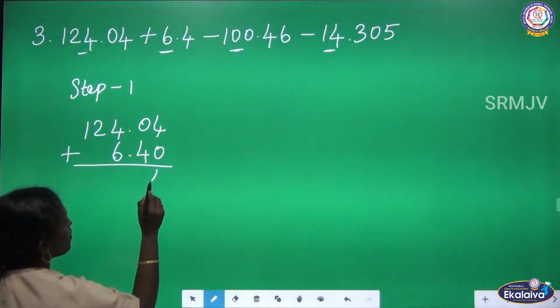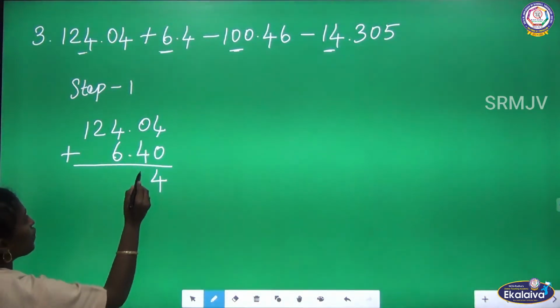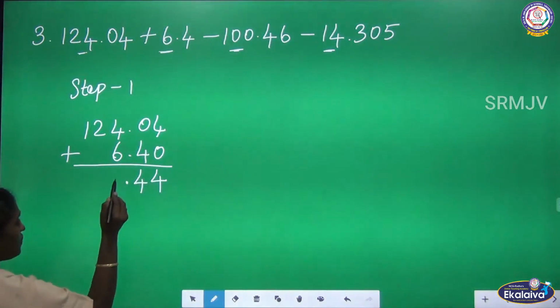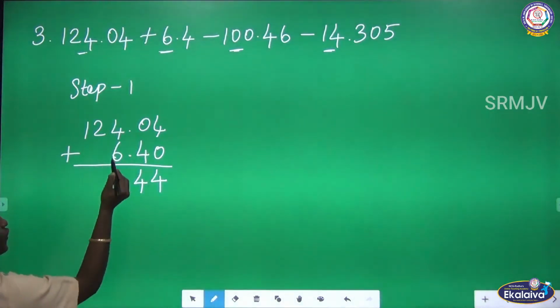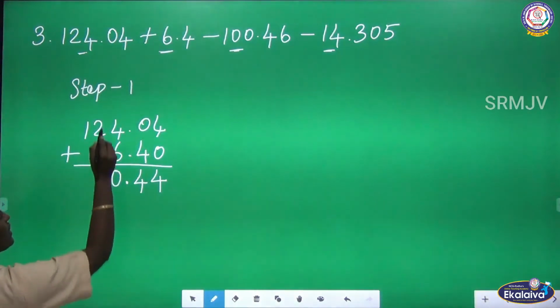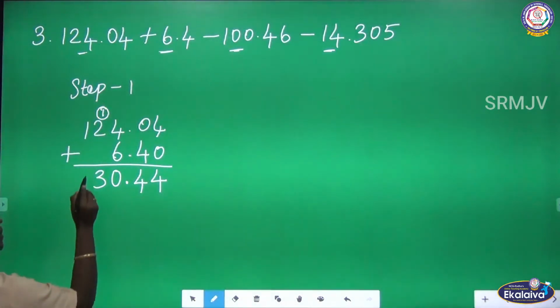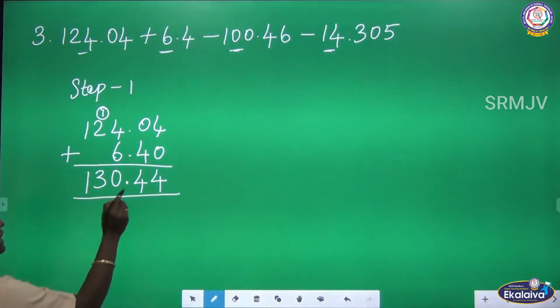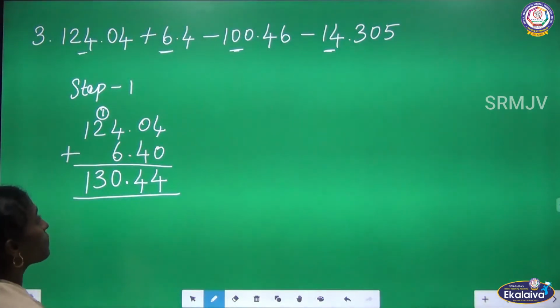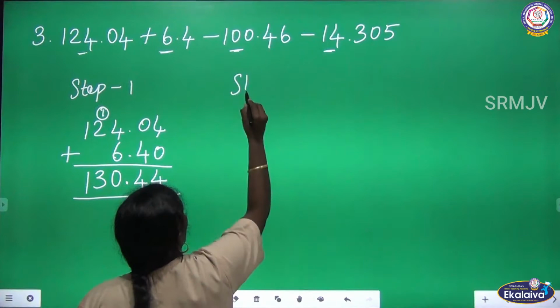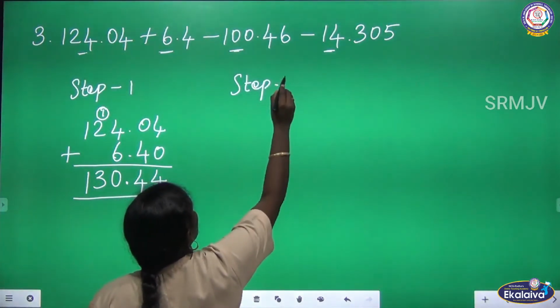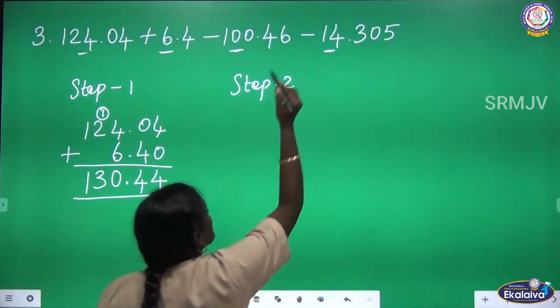4 plus 0, 4. 0 plus 4, 4. Then we have to keep the decimal point. 4 plus 6, 10. 0 here, 1 carry over. 1 plus 2, 3, 1. We got 130.144.